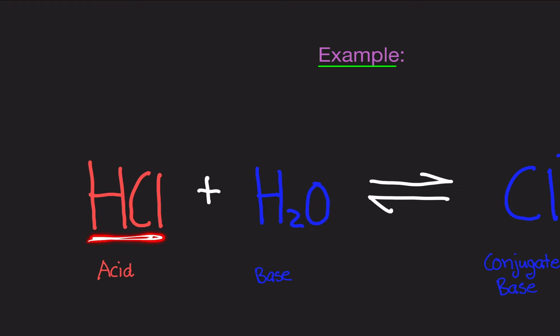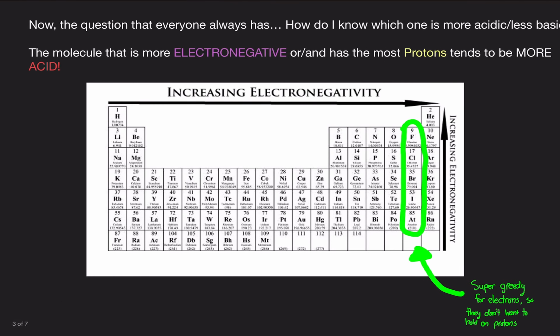And why is this one not basic? Because remember, we have 2 protons here and 1 proton here. So shouldn't this be the acid? Why is this not the acid? Well, there's another rule, and this rule dominates all other rules. It's all about electronegativity.